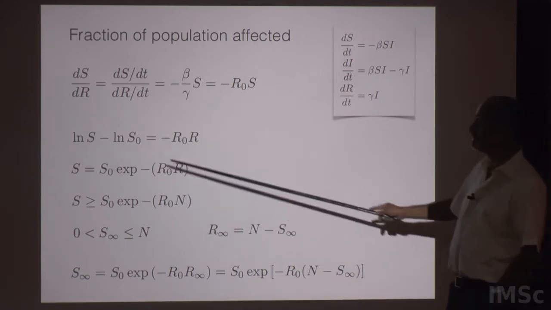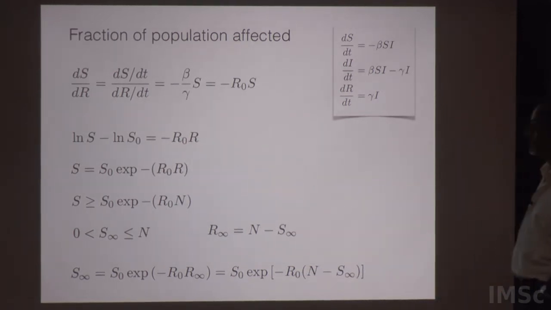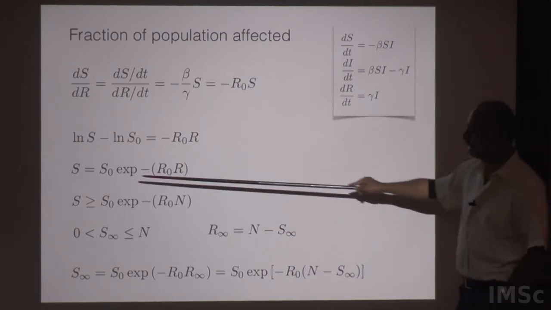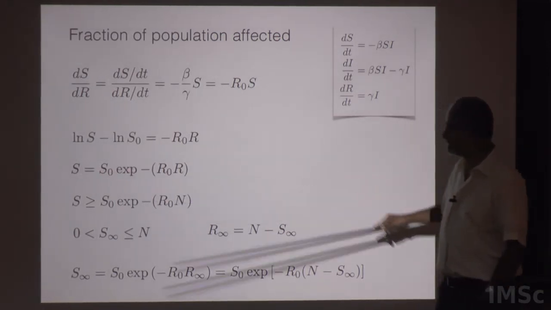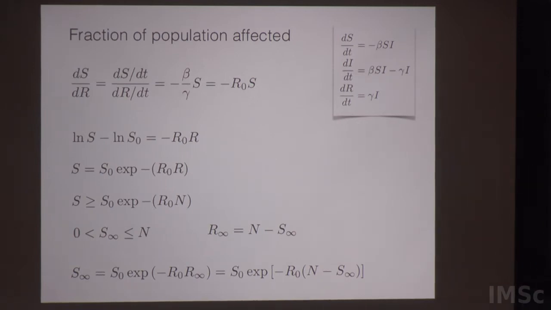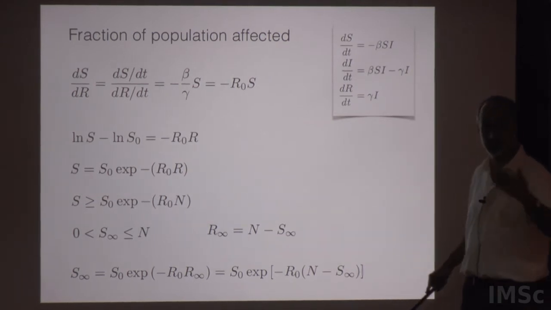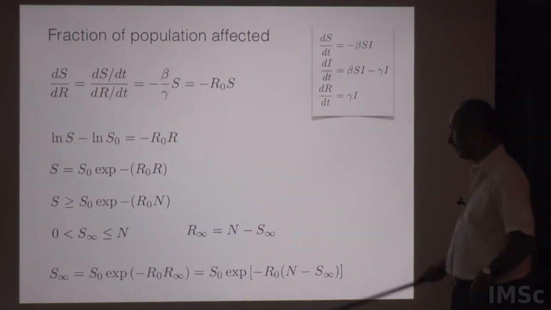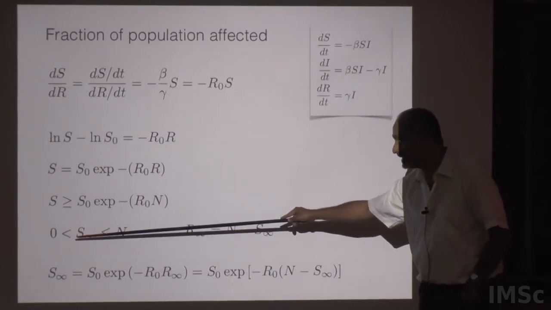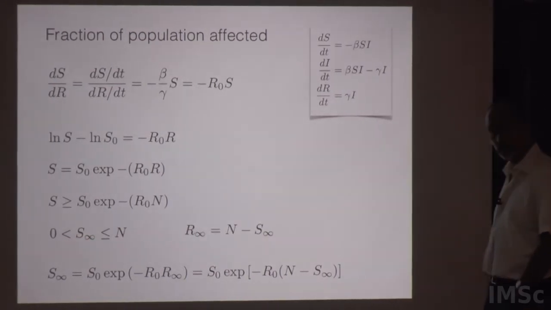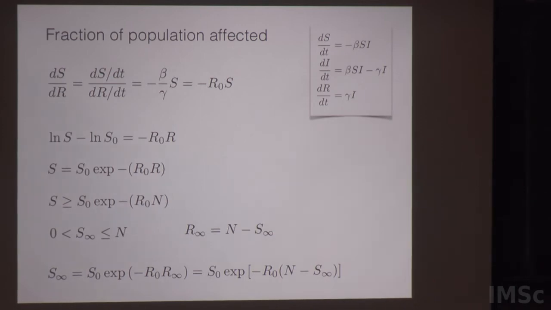It's the same trick. Log S minus log S naught is minus R naught times R, and therefore I can write the solution to this as S equal to S naught exponential of minus R naught times R. I can put in factors of N if I wanted to over here, because R could be replaced by N if everybody is recovered. I can make a bound. The S infinity has to be between 0 and N. R infinity has to be N minus S infinity, because there are no infected people at infinite times.